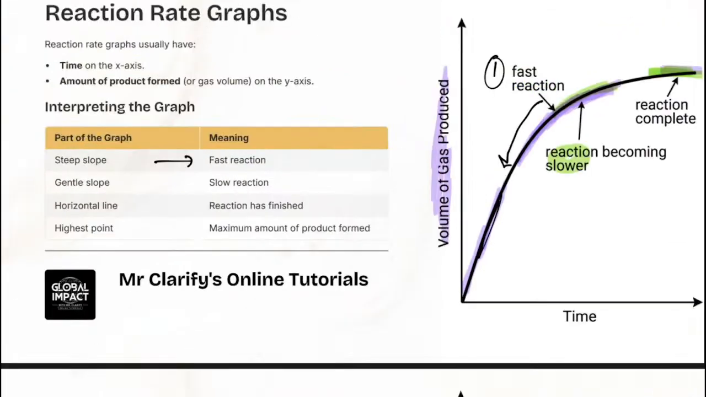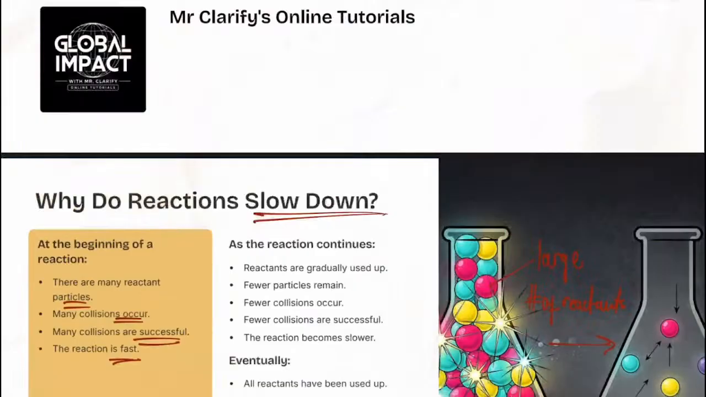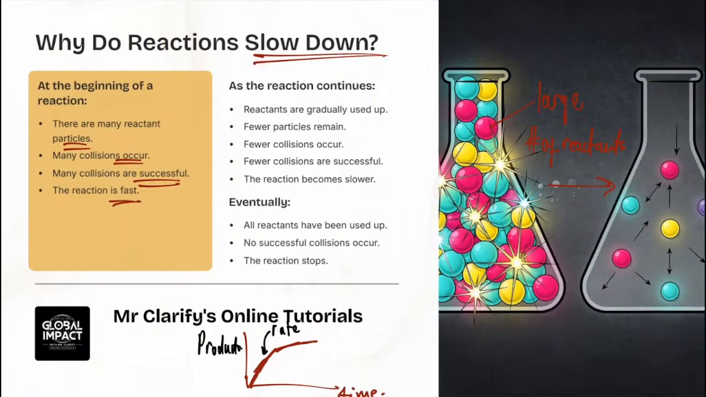On a graph, we know that the rate is the slope. We know that reactions slow down over time. When reactions start, there are many reacting molecules, many collisions, and many successful collisions, and the rate is high. As the reaction continues, reactants gradually get used up, fewer particles remain, fewer collisions occur, fewer successful collisions occur, and the rate of reaction is slower. Anyone with a question?